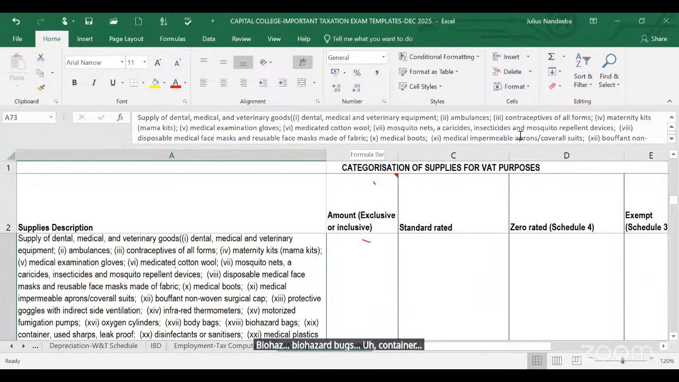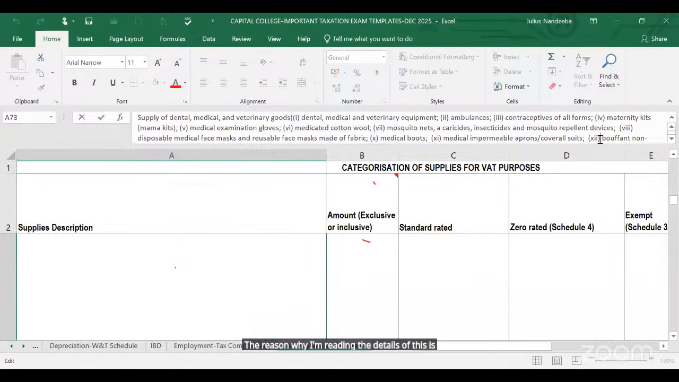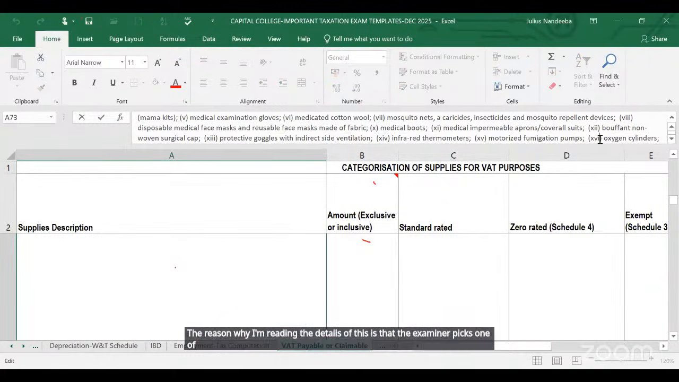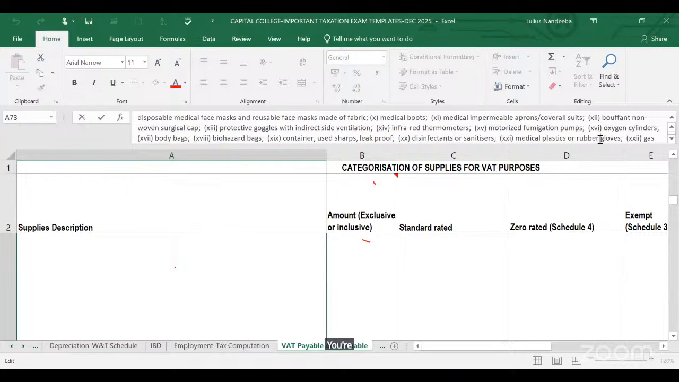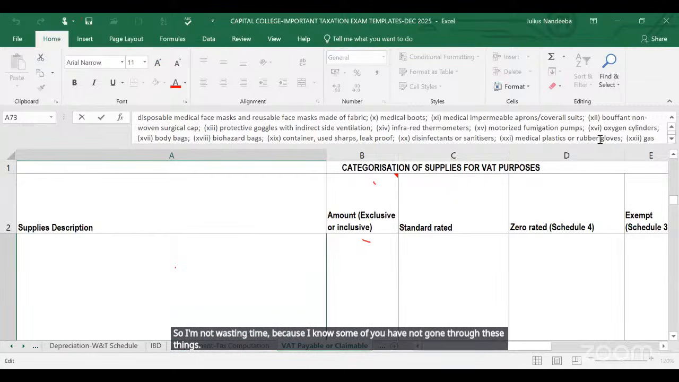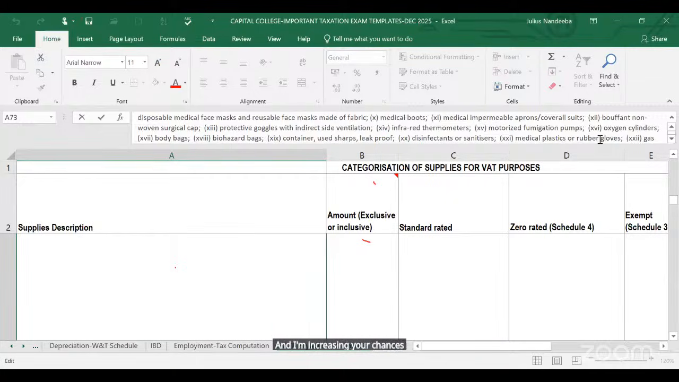The reason why I'm reading the details of this is that the examiner picks one of these items and then you're like, where did I see it? So I'm helping you see it. At least when you see it now, by Thursday you could be saying, I saw this item somewhere. So I'm not wasting time because I know some of you have not gone through these things. And I'm increasing your chances of remembering them.